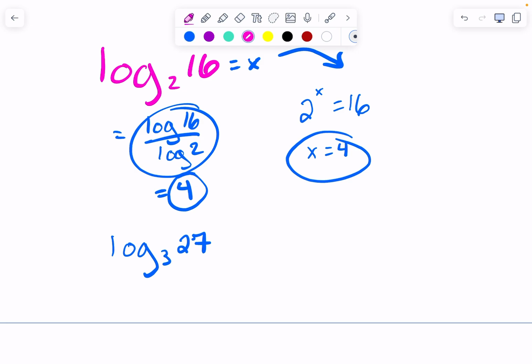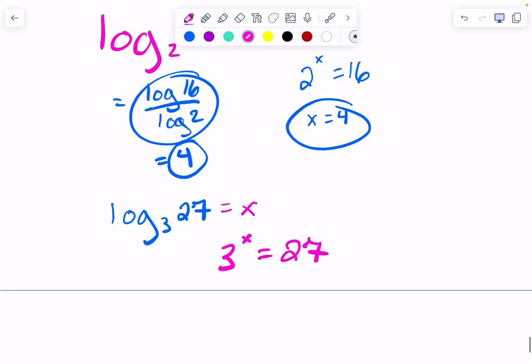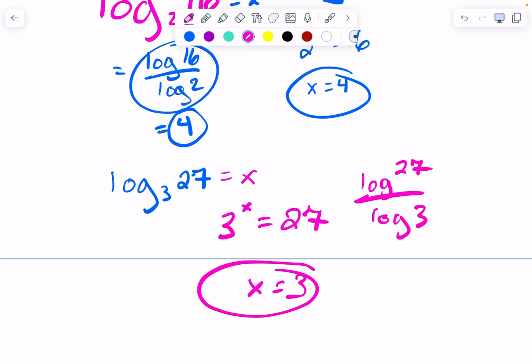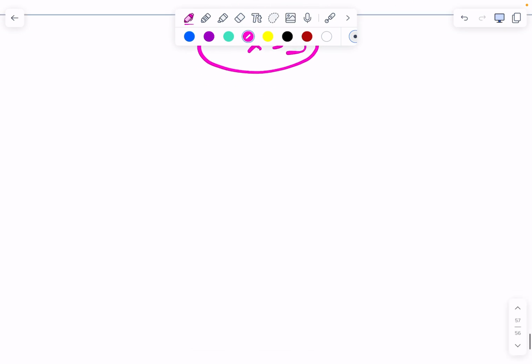If you say equals x, this says 3 to the x power equals 27, right? 3 to the third power is 27. Or if you do it the other way, you would say log of 27 over log of 3, which will do the same thing for you. That's totally fine. Okay?